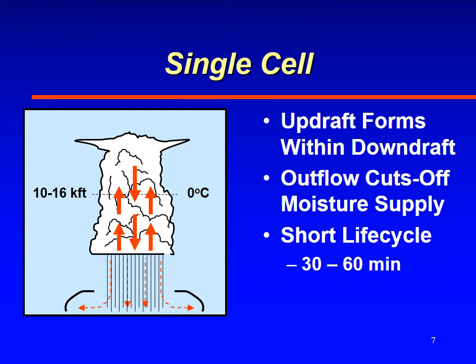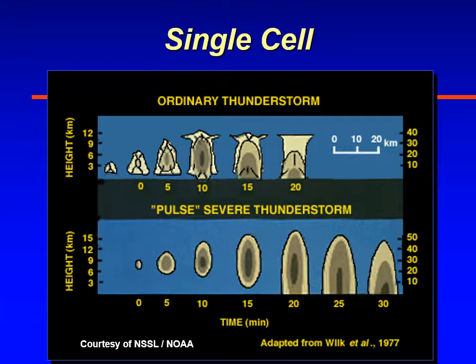As I mentioned, the downdraft forms right within the updraft, and as a result it competes with the updraft. It kills the updraft basically. When the downdraft exits the cloud, it hits the ground and spreads out, causing a gust front, and that gust front will cut off the moisture flow that's going into the storm. So as a result, these thunderstorms don't last very long.